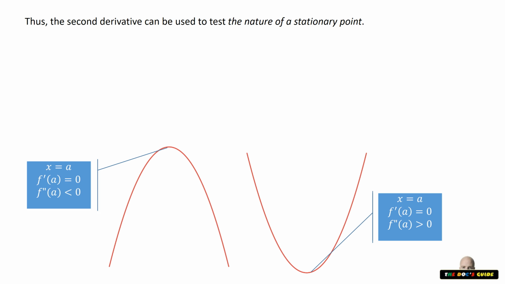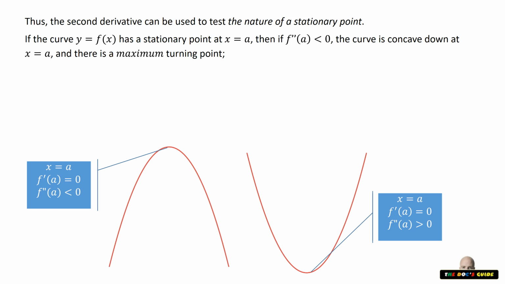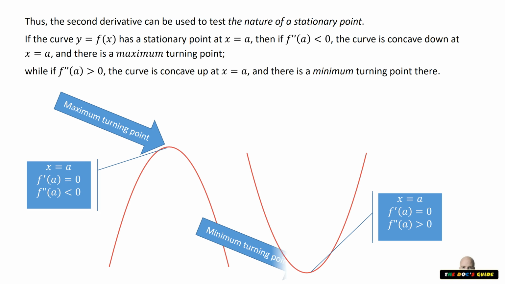Now the second derivative, as we've already covered, can really be used to test the nature of a stationary point. So we have a maximum turning point where the second differential is negative, and a minimum turning point where the second differential is positive.